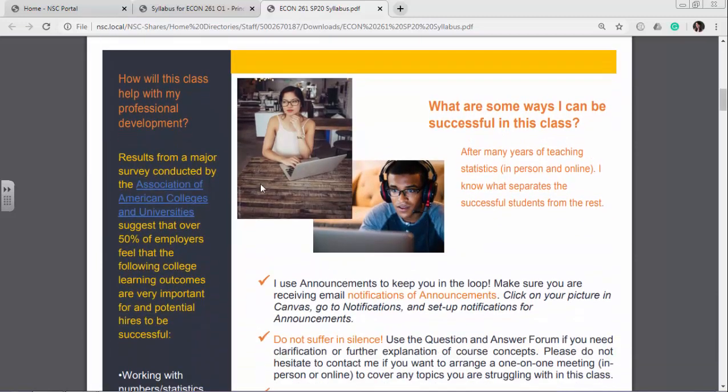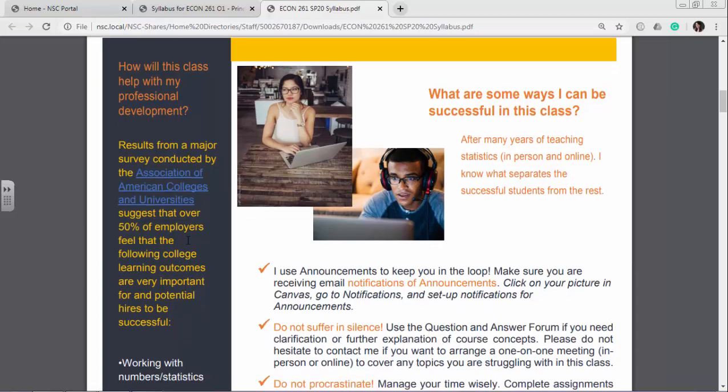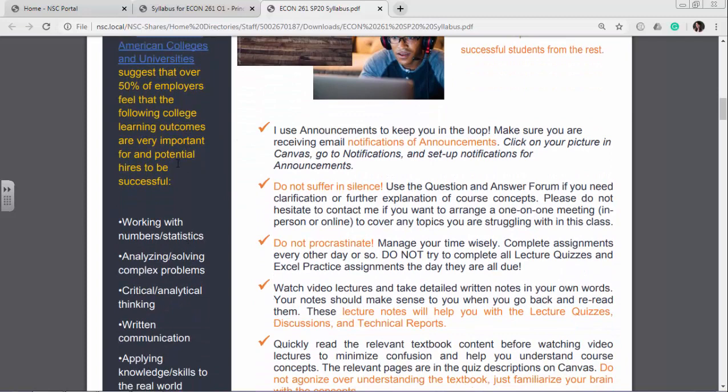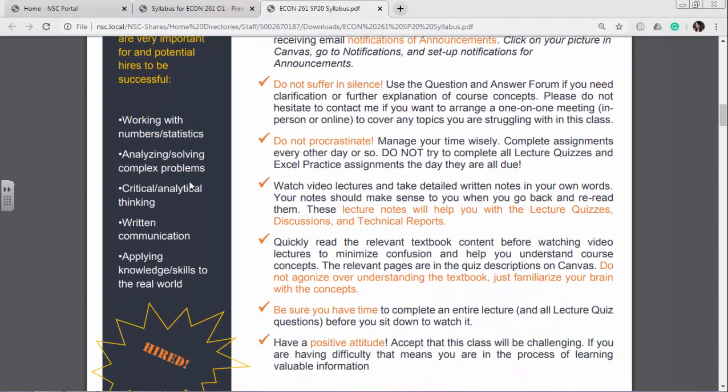All right. This class is also going to help your professional development quite a bit. So there was a survey with the Association of American Colleges and Universities, and they found that 50% of employers who are hiring college graduates want their employees to be able to do these things. And you're going to be able to do all of these things when you're done. And again, that Excel proficiency is going to take you far. Even if you already have a job that you like, you may be able to get promoted if you know how to do data analysis.